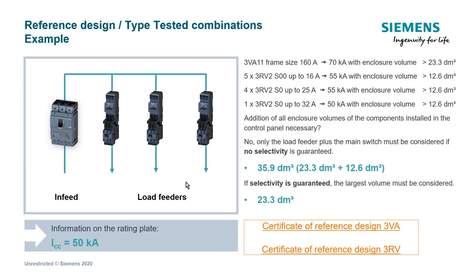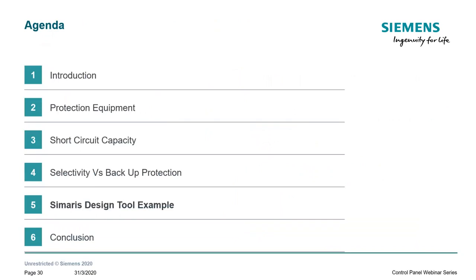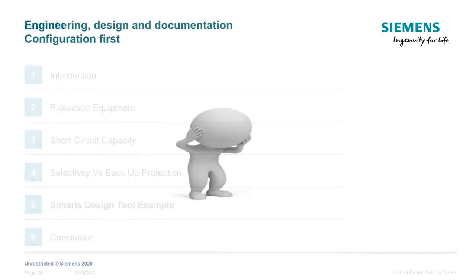Now imagine that we have these load feeders in a control panel like the one that you see here with an infeed of 70 kiloamps, with 5 direct starters of 16 amps that have been tested up to 55 kiloamps, 4 starters of 25 amps that have been tested up to 55 kiloamps, and 1 starter of 32 amps that has been tested up to 50 kiloamps. This means that all of this control panel will actually go up to 50 kiloamps. The tested combination with the lowest rating will determine the complete rating of the panel.